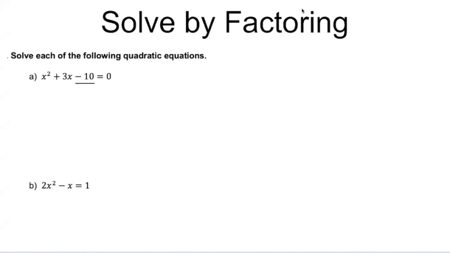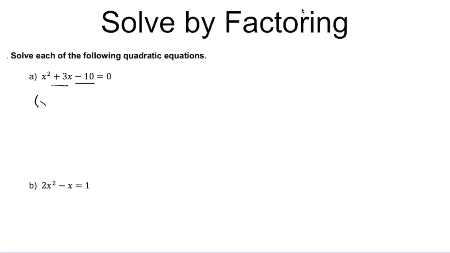What two numbers multiply to equal negative 10 and add up to positive 3? Immediately my mind goes to 5 and 2. And it would be that 5 is positive and 2 is negative. 5 minus 2 is 3, and 5 times negative 2 is negative 10.